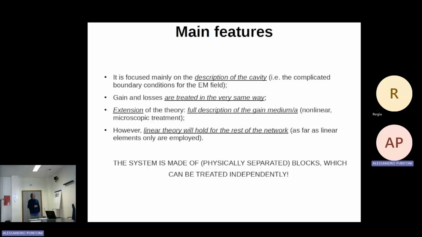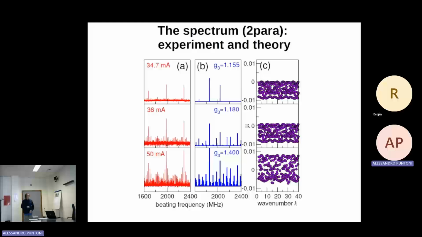We will need some extension of the theory, so a full description of the gain value put in some nonlinear treatment. And anyway, linear theory will hold for the rest of the network. So, as I showed you before, everything has to be treated in a specific way. Some results, just to give you some feeling.